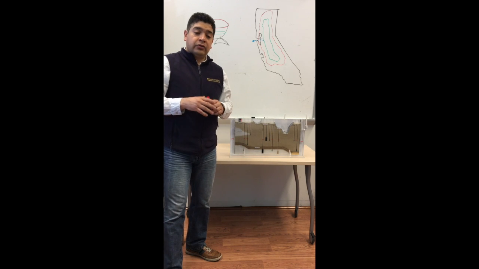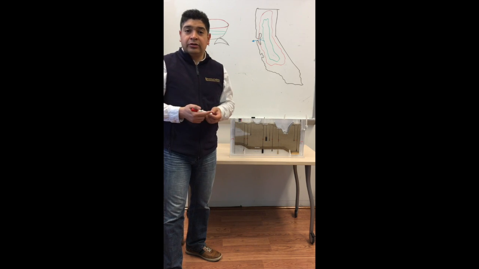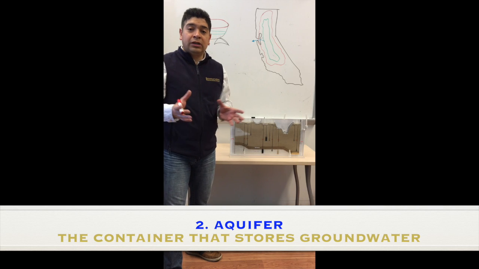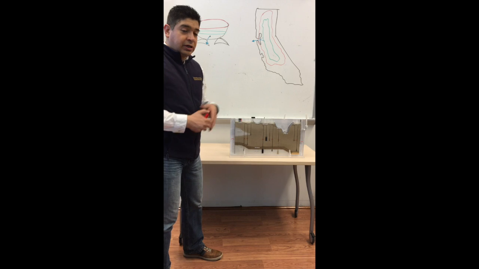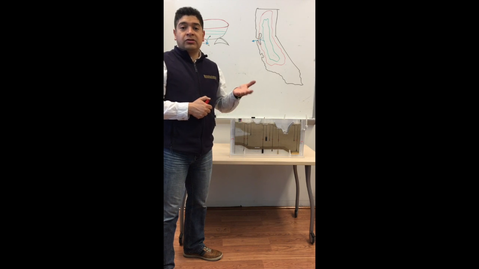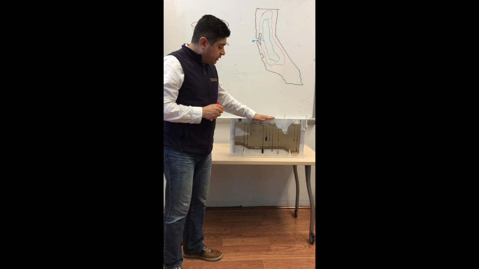Now, what is an aquifer? So again, if the soil is surrounded by water, we call it groundwater. But the container that actually stores all that groundwater, we call it an aquifer. So we have groundwater, and groundwater is contained in aquifers. So those are the two main things.